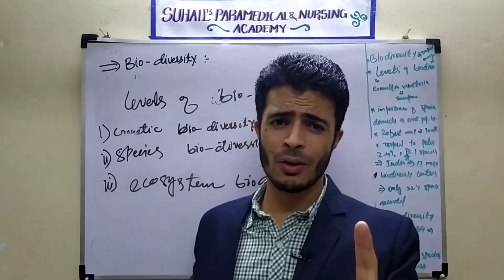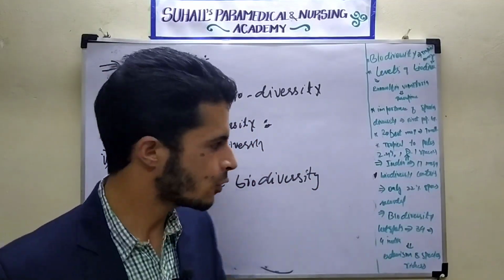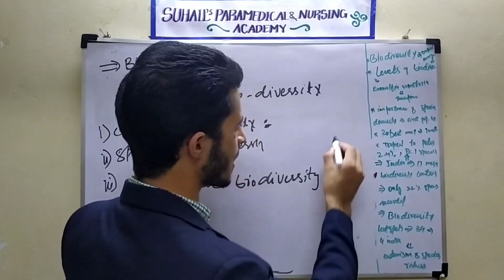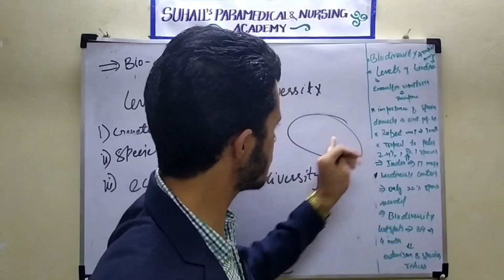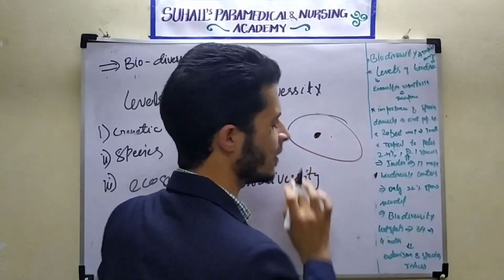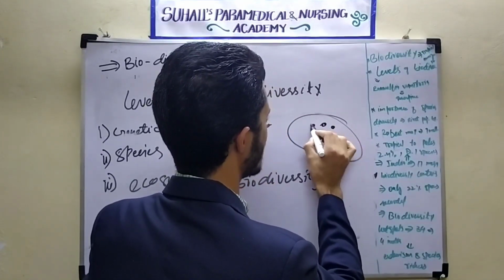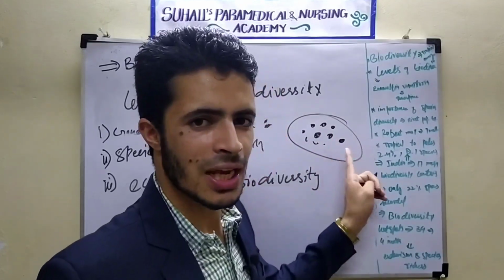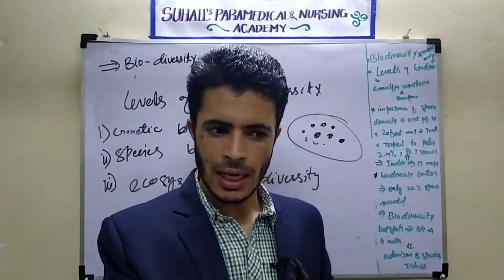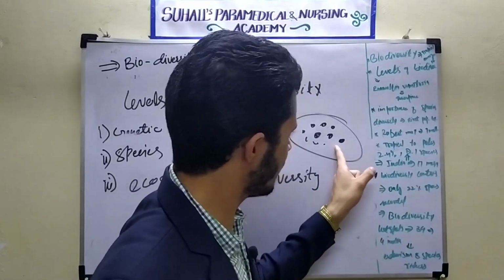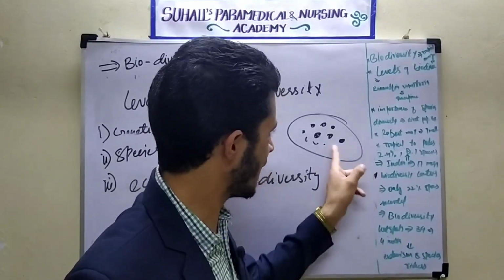Before going to the biodiversity at ecosystem level, you should know what an ecosystem is. See here, suppose this is an area, a place, and in this place there are different species, different types of individuals. These species interact with the physical environment, which is air, water, and soil. When they interact with the physical environment, they form a complex structure that is called an ecosystem.